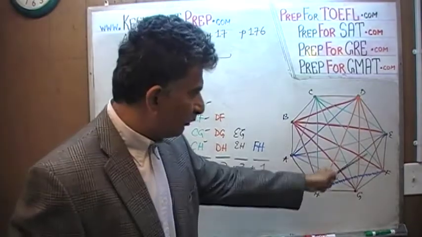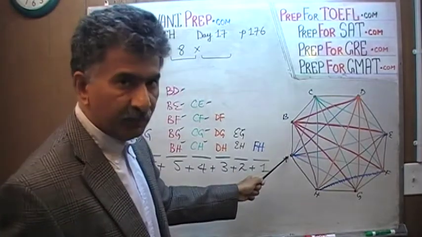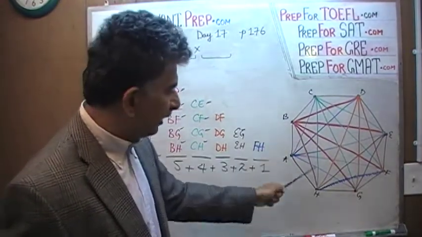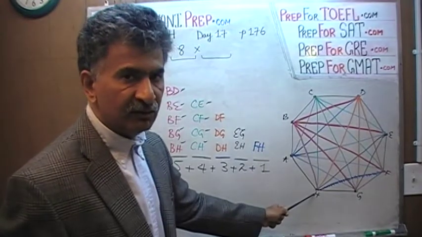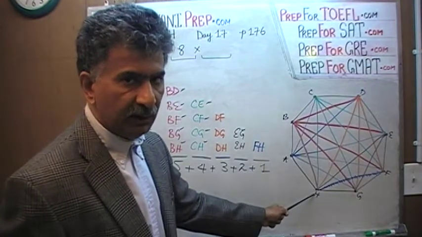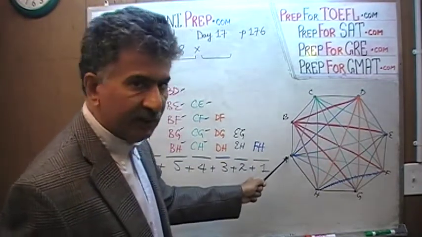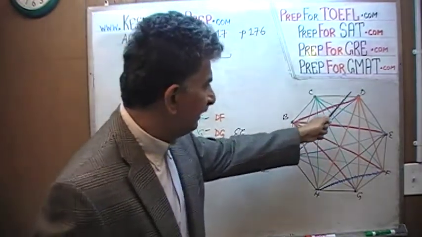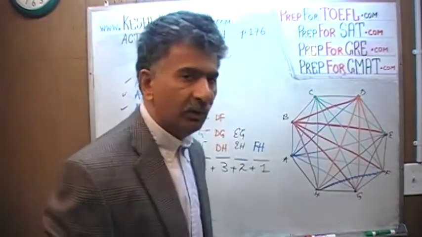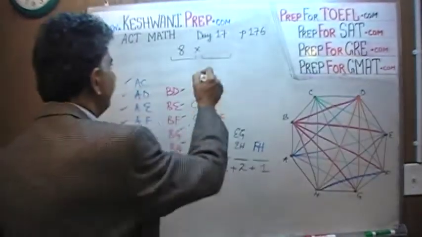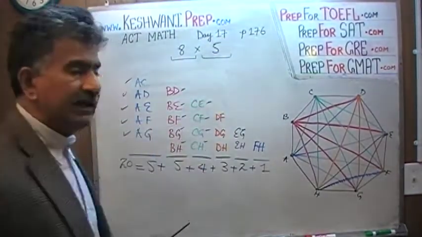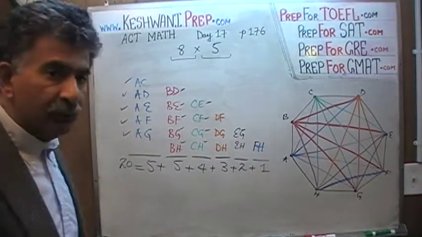So there are 8 points altogether. This is the starting point. That leaves us with 7, and these 2 cannot be used because they constitute the 2 sides of the octagon. So we have only 5 choices left. If I choose point A as a starting point, then we can have either C, D, E, F, or G. Only 5 choices. But that's 40. 8 times 5 is 40. We're getting the answer of 20.